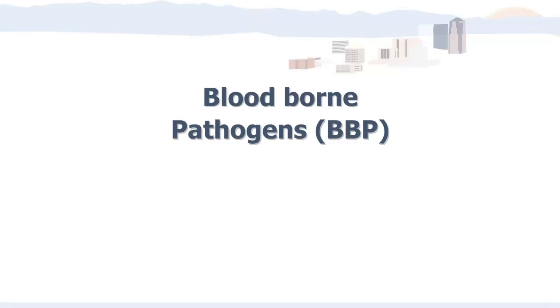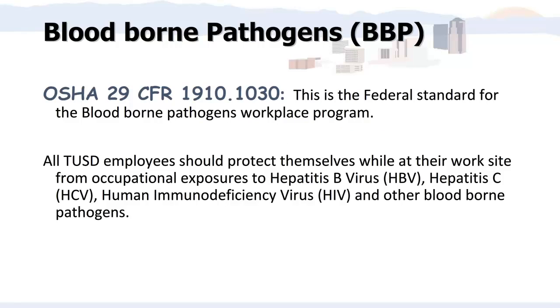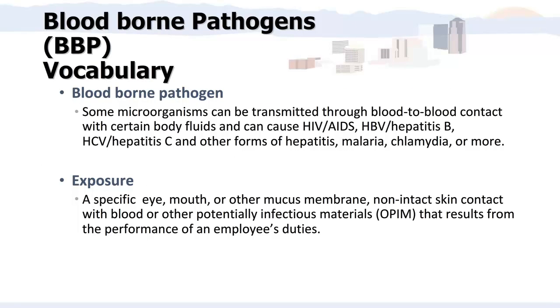Next, we will discuss bloodborne pathogens. Blood can carry viruses such as hepatitis or AIDS. Because of this, the Occupational Safety and Health Administration, or OSHA, has set up a federal workplace standard. This standard is used to help employees protect themselves while at their work site. A bloodborne pathogen is a microorganism that can be transmitted through blood-to-blood contact, such as an open wound or cut. Contact can also be bodily surfaces like eyes, your mouth, or mucous membrane areas.